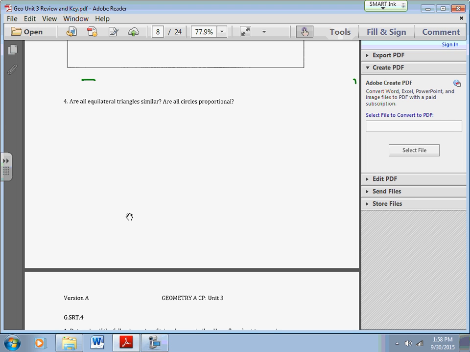Are all circles proportional? Yeah, because whatever the radius is, a circle only changes if the radius gets bigger. And those radii would be proportional because the diameter of the circle is only as big as the radius of the circle.